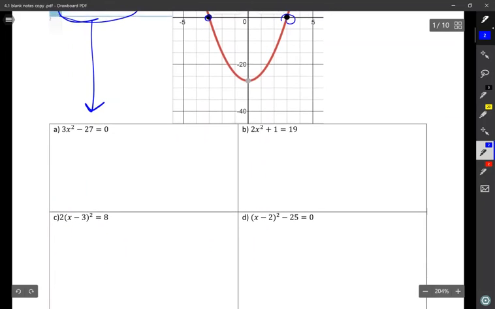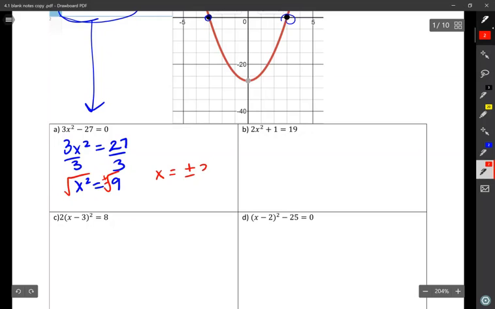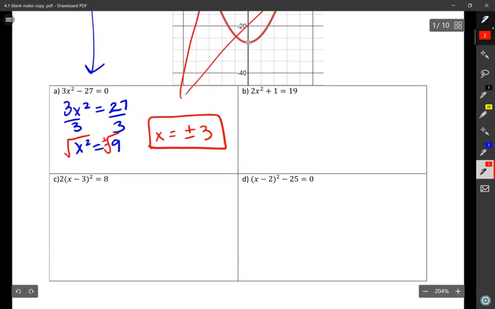So you add 27 to both sides. So you're going to get 3x squared equals 27. Divide by 3. x squared equals 9. When you square root it, remember that you take the positive and negative of it. So x is equal to positive and negative 3. And of course, that's actually what our graph already said. So we're good. Okay, and then again, these are just going to be more practice. So as I go through these, you should be maybe one step faster than me.